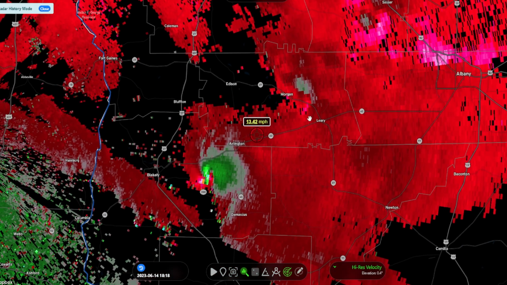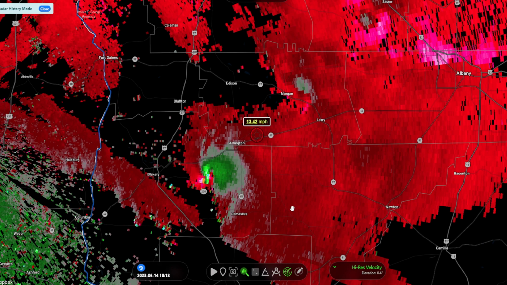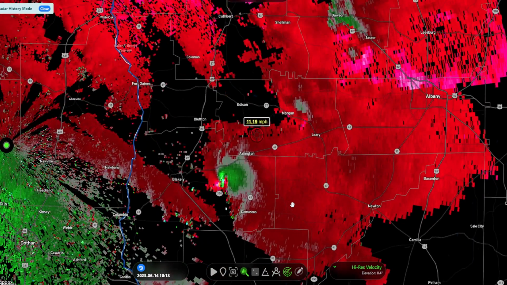And what we call areas of rotation associated with tornadic development, we call these velocity couplets. Greens next to reds in a counterclockwise motion, towards and away from the radar site in an area of rotation, is called a velocity couplet.